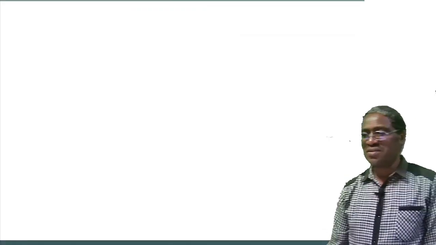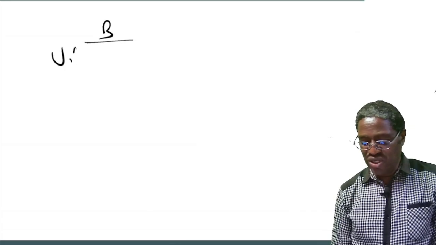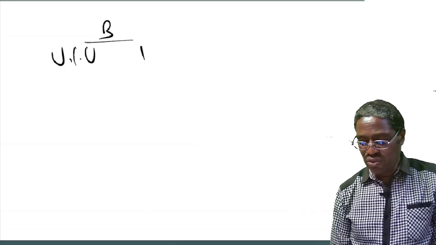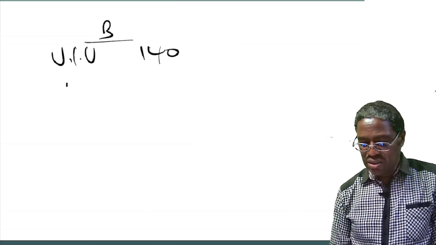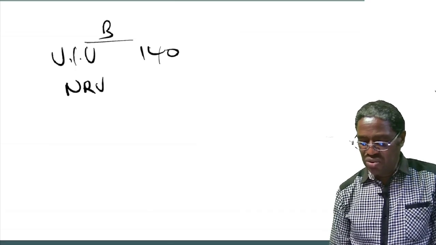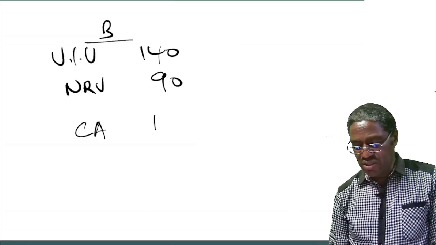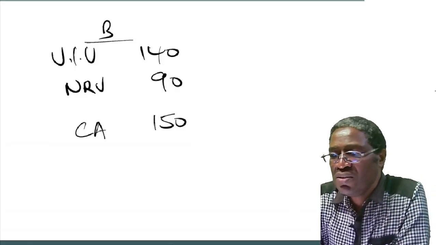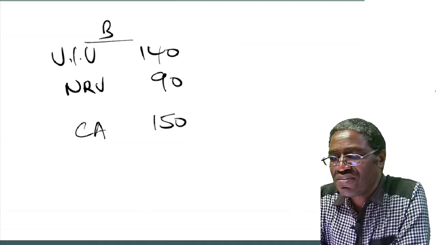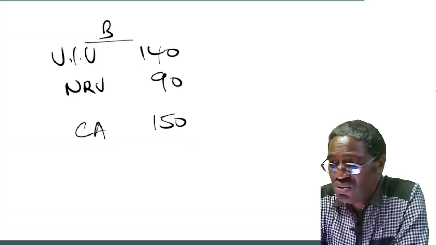Okay. Can I give you another one? Now tell me this one. You have another, let's call it asset B. It has a value in use of 140. Maybe it has net realizable value of 90. And the carrying amount is 150. Has it suffered? If yes, by how much? If no, you tell me no.